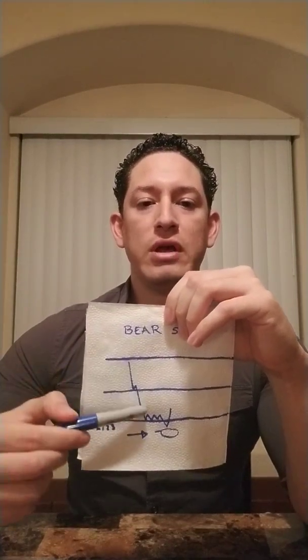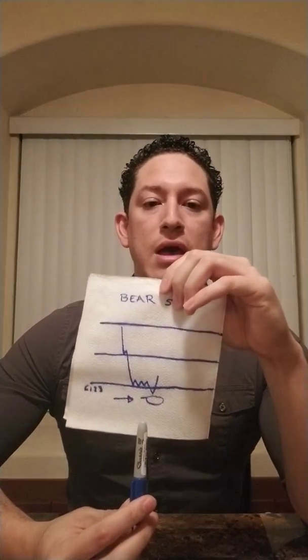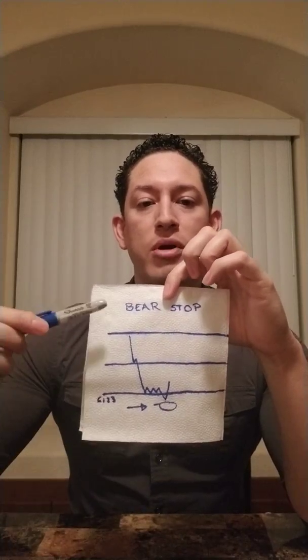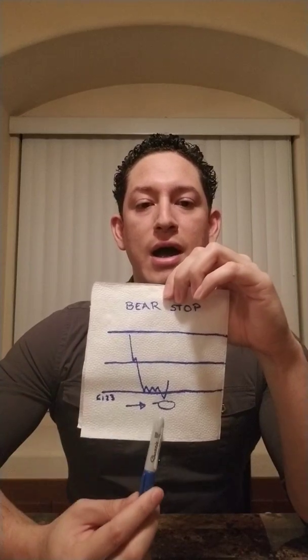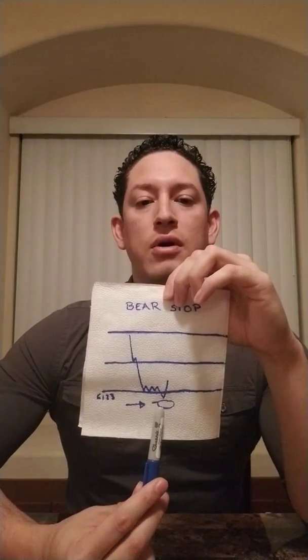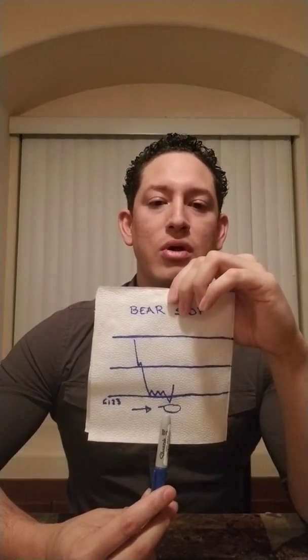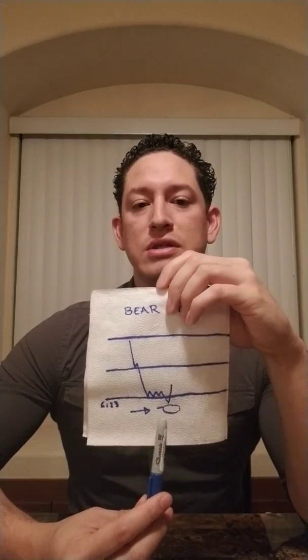Now that it's falling, I'm going to look for a key support level, and I put my stops when it's falling. I call this a bear stop because the candlesticks are falling. I actually put my stop a little bit below the support level, and this is definitely different because when it's going up, I put it right below the support level.